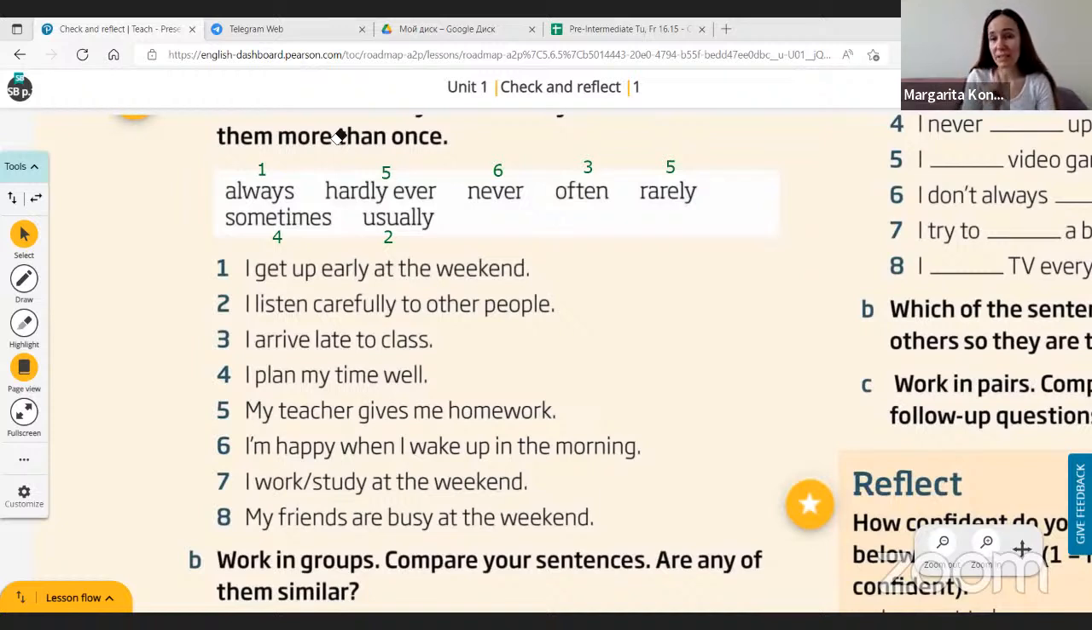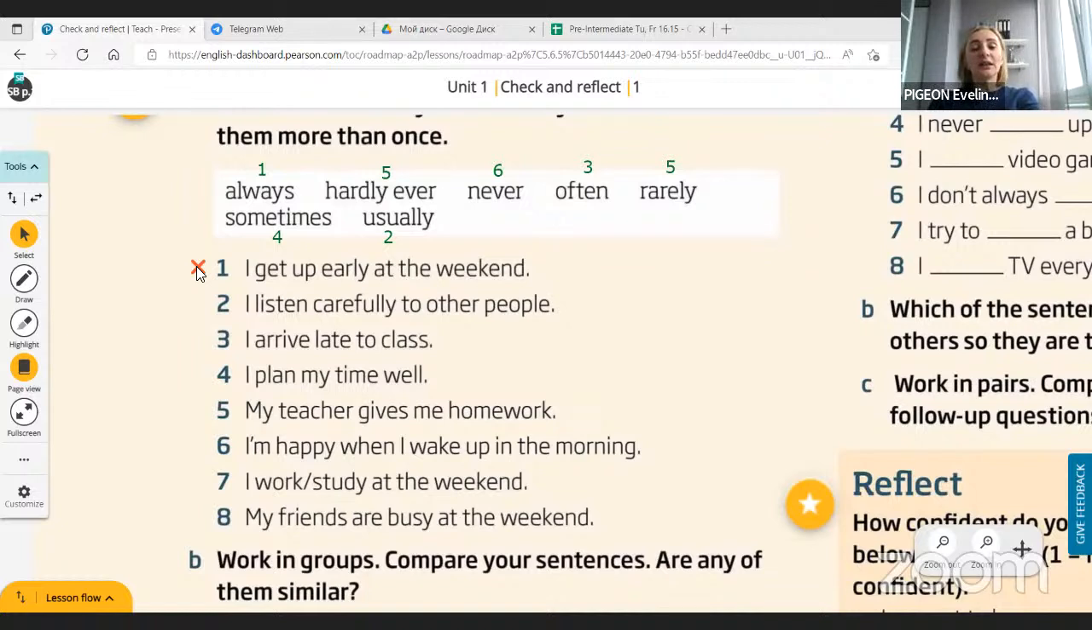Let's start. Yes, ready? Okay, we will do one by one, and we will also find what is the same for us. For example, for me, number one, I hardly ever get up early at the weekend. What about you? I usually get up early at the weekend. Okay, so it's not the same for us, it's different, yes? Okay, number two, please.